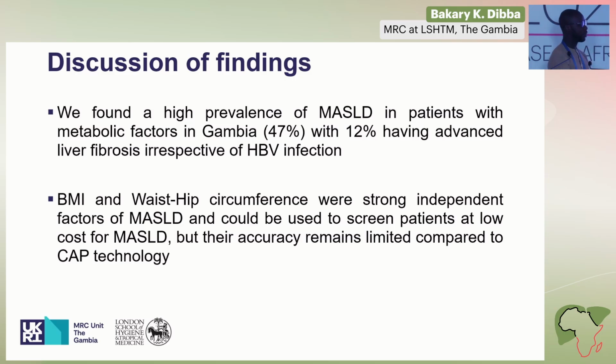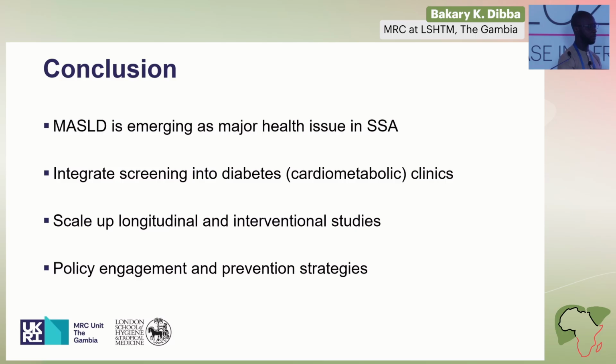So looking at the results that we found, muscle was shown to be really prevalent in our cohort. And out of these people, like I mentioned earlier, about 12% of them had liver fibrosis, irrespective of their HBV infection. BMI and waist circumference were also strong independent predictors of muscle and could be used for screening patients at low cost for muscle. But the accuracy result was limited to CAP technology. So we have to think about other means, in a low resource setting, of how we could predict the diagnosis of muscle without FibroScan and ultrasound scan.